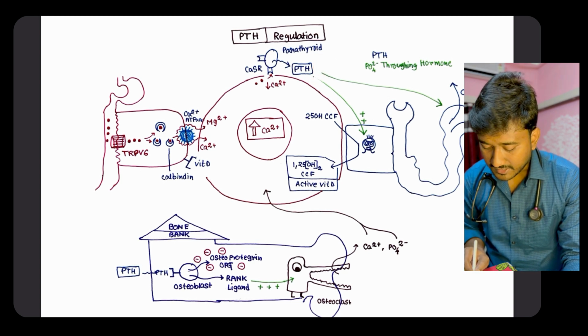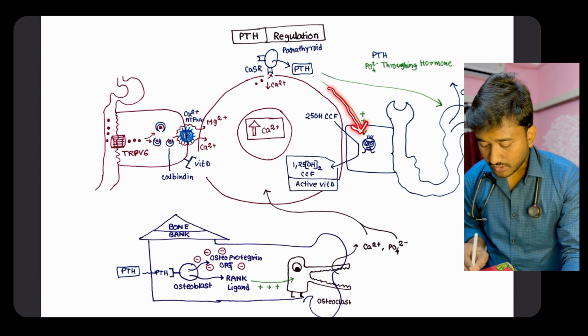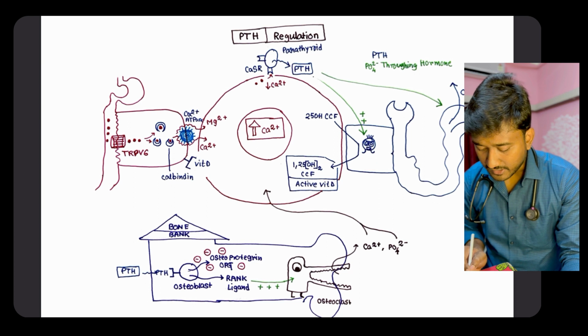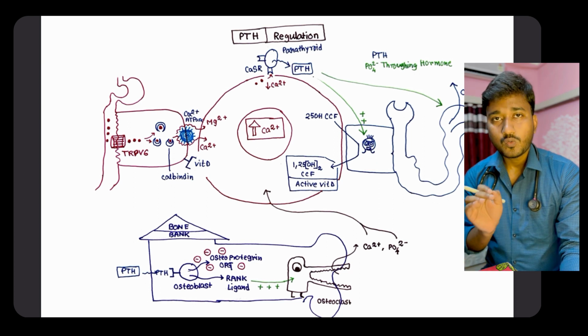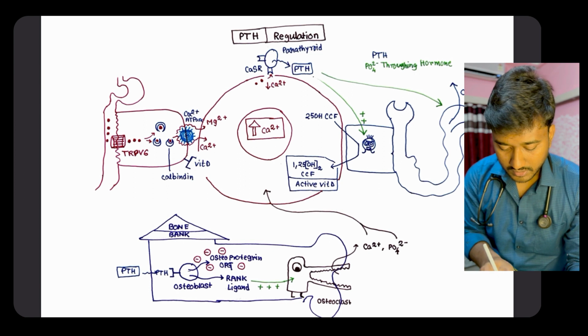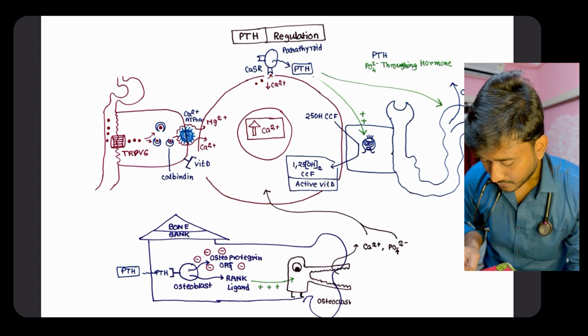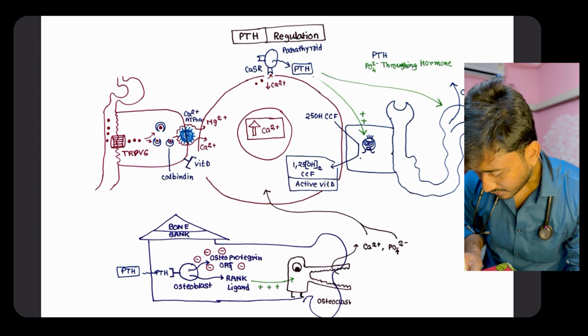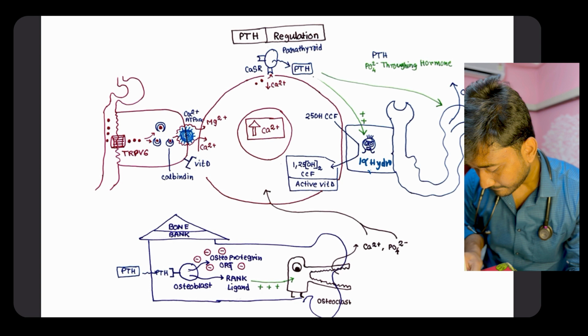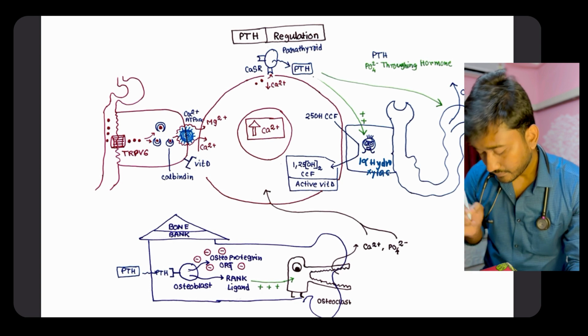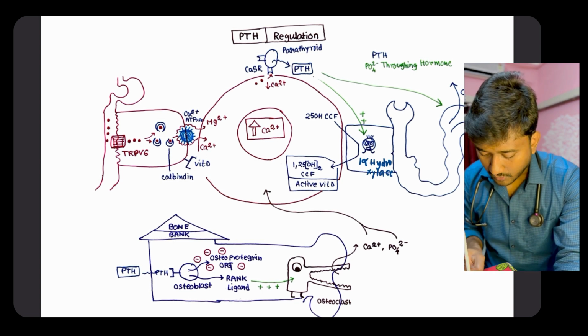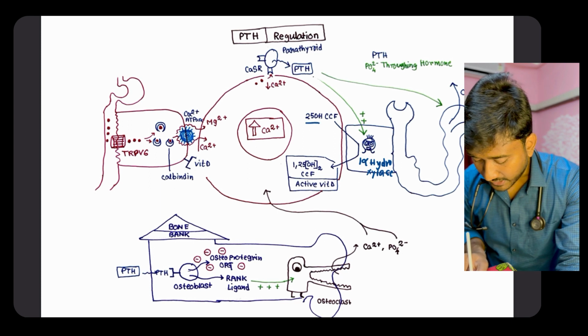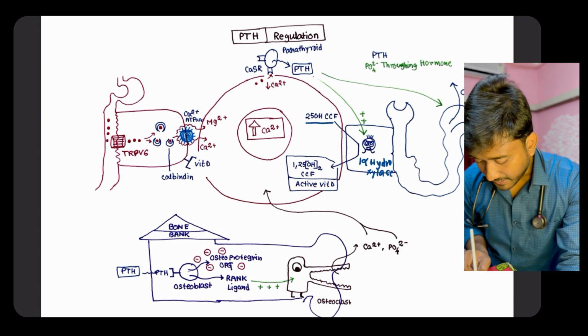PTH goes and controls this naughty enzyme. What is the name of this enzyme? The name of this enzyme is 1 alpha hydroxylase. What this enzyme does is convert 25 hydroxycholecalciferol to 1,25 dihydroxycholecalciferol. This is the active form of vitamin D.